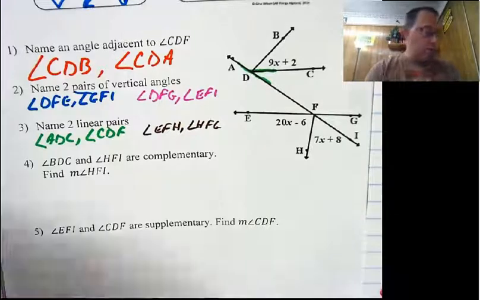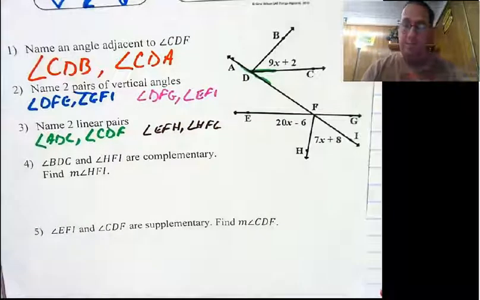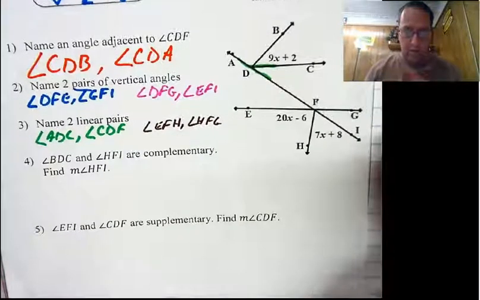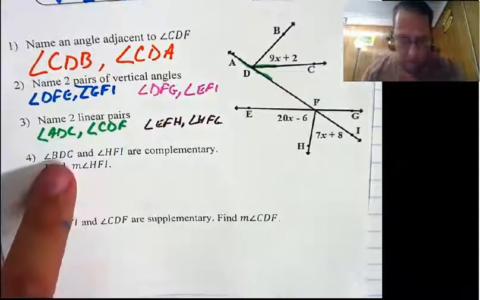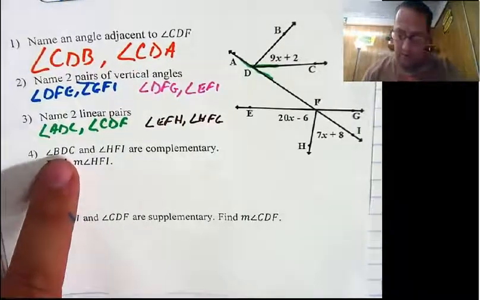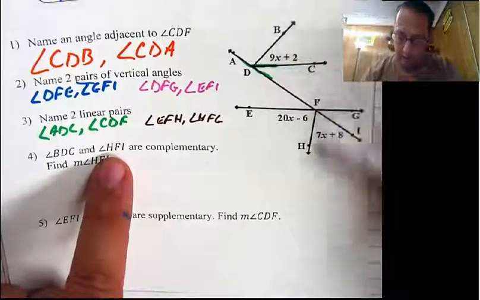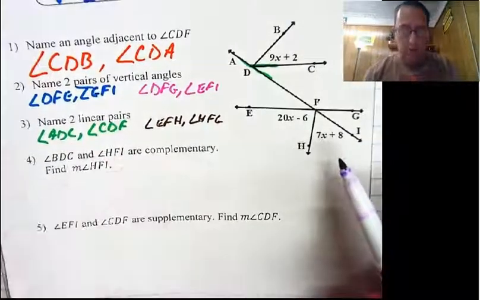So remember, linear pairs form a line. It's a pair of angles, two angles that form a straight line. So it's linear. All right, now we get into stuff a little bit more complicated. Let's see here. Angle BDC, right there, and angle HFI, down there, are complementary.